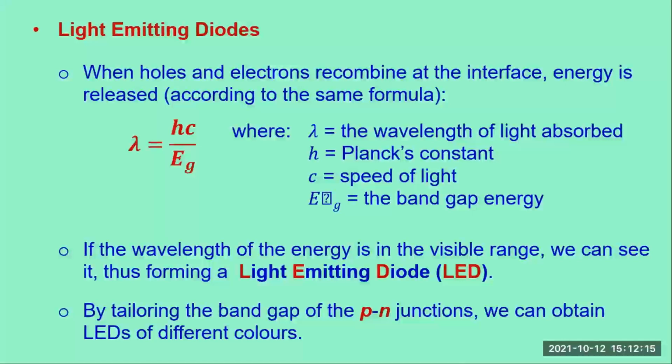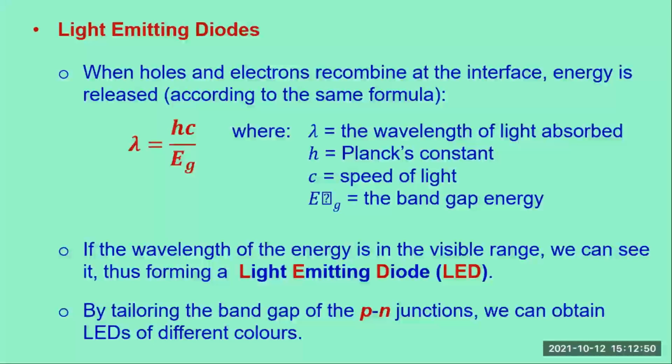So if the wavelength of the energy is in the visible range, then we can see this light, and this is a light emitting diode. There are also energy emitting diodes which are in the infrared state, and we usually use these in our remote controls, where we use them as control devices. However, if the light is visible, we call them light emitting diodes.